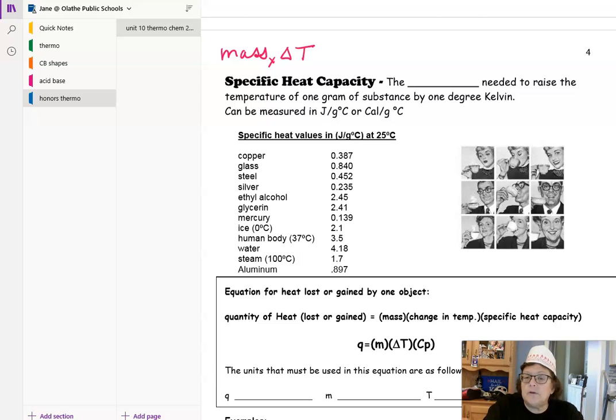Stop and think for a moment. If you're outside and you have a piece of metal on the ground and a puddle of water, which is going to have a higher temperature on a hot sunny day?